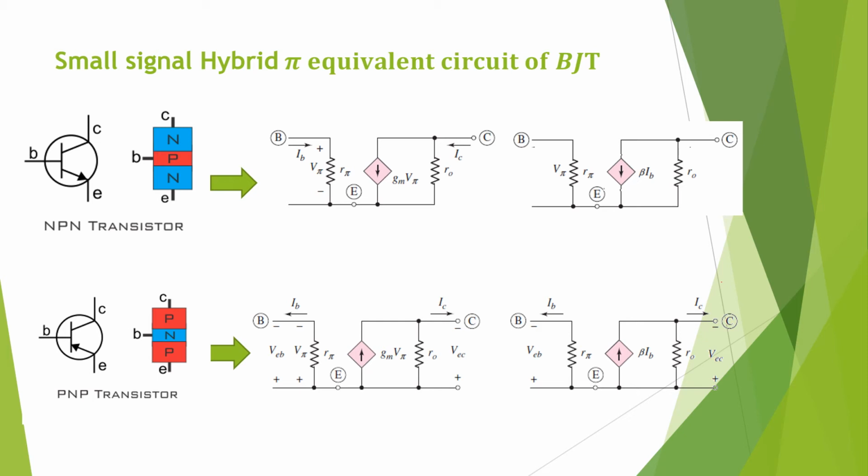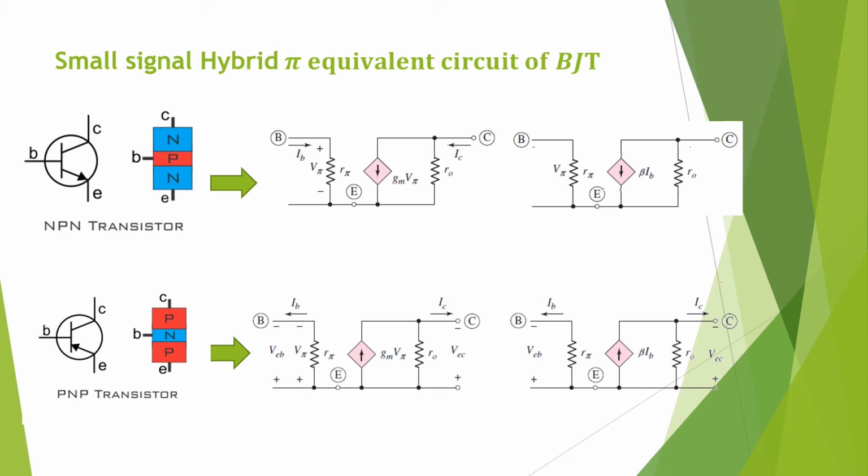Between collector and emitter, we have the current source. That diamond symbol denotes the dependent current source, which is Gm into V pi. Gm is the inverse of a resistance, so V pi into Gm is the current source. Across it we have the R naught resistance. Towards the base we have the IB current. Similarly, towards the collector we have the IC current. Both are added together to flow through the emitter terminal.